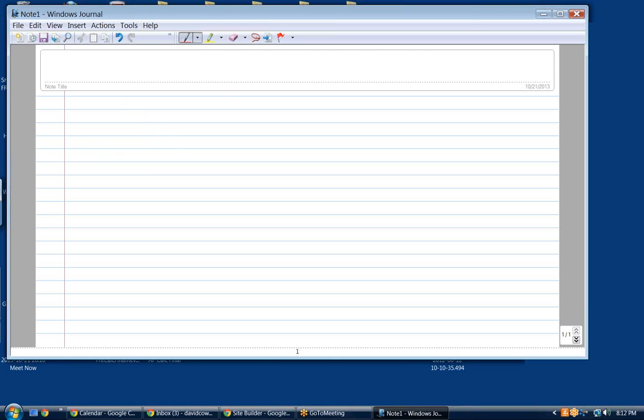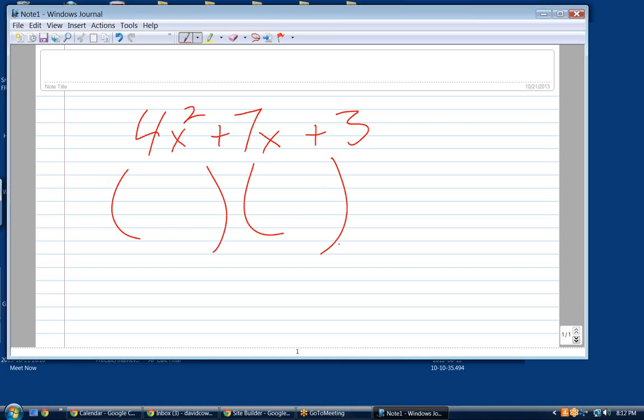4x squared plus 7x plus 3. Okay. Do you know if these are quadratics that factor nicely or do they require the quadratic formula? I'm not sure how to tell. Okay. Well, let's try to factor it. So let's go through the steps of factoring. What goes here and here?